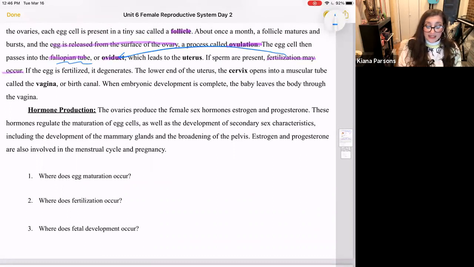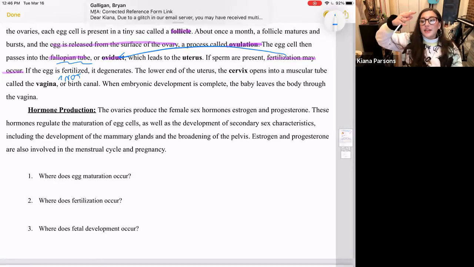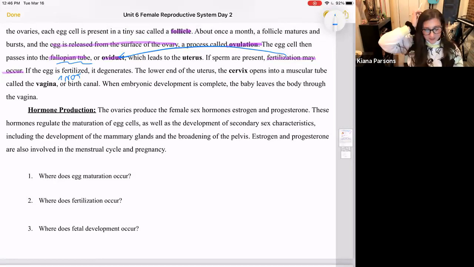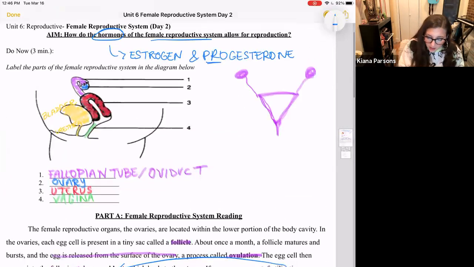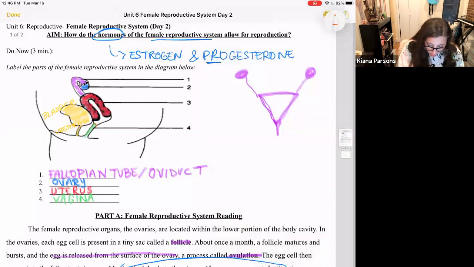If the egg is fertilized, it degenerates. If the egg is not fertilized, it degenerates. And it will be released with menstruation. So along with the menstrual blood, which isn't actually blood, it's the endometrial lining, the unfertilized egg will be released. The lower end of the uterus, the cervix, and that is right there.